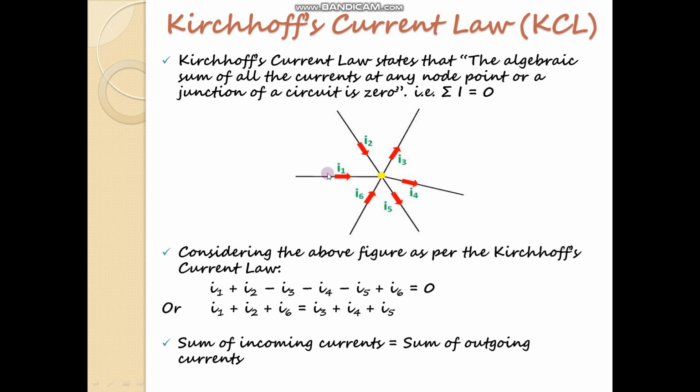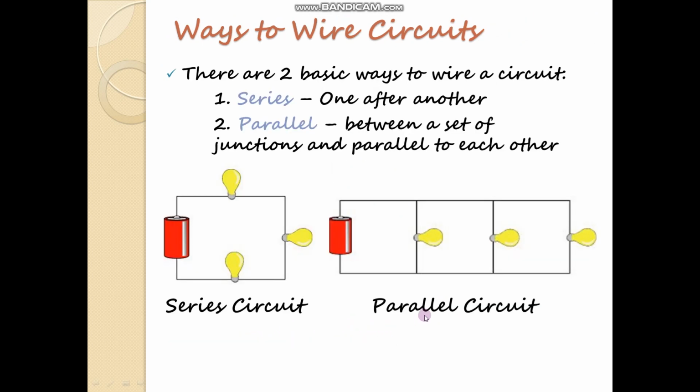So at this node, the currents I1, I2 and I6 are incoming currents. So we took them as positive, and the currents I3, I4 and I5 are the outgoing currents. So we take them as negative. So summation of all these incoming and outgoing currents is equal to 0, or in another way we can say the summation of all incoming currents must be equal to summation of outgoing currents.